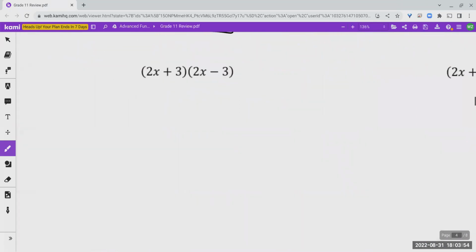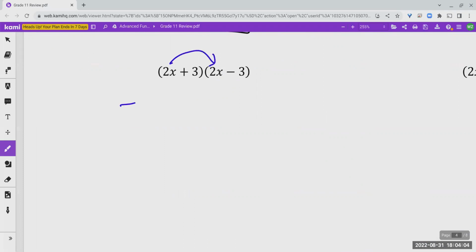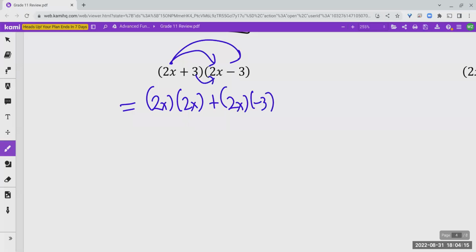The reason is that is a very common mistake. I would hate to see you make that mistake in grade 12. So yeah, please just keep that in mind. Okay, this one. Same thing, FOIL. So 2x times 2x. So plus 2x times -3. The next one will be 3 times 2x. And then lastly, plus 3 times -3.